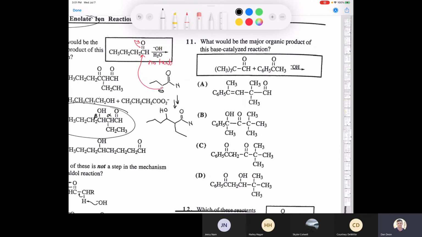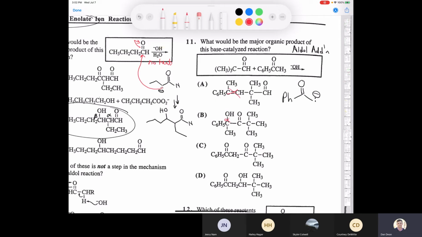What would be the major organic product of this base catalyzed reaction? So again, we have another aldol addition reaction, don't we? This compound has no enolizable protons, so these are the only enolizable protons between both of these molecules. So you would end up forming this enolate, which is going to act as your nucleophile. And again, since there's no heat, this is an aldol addition reaction. You could probably just look through these immediately and say, well, let's see. It's not going to be this compound because that's a condensation.